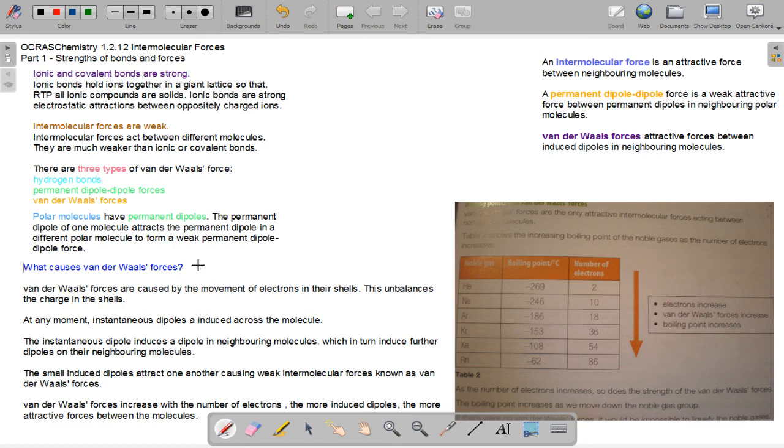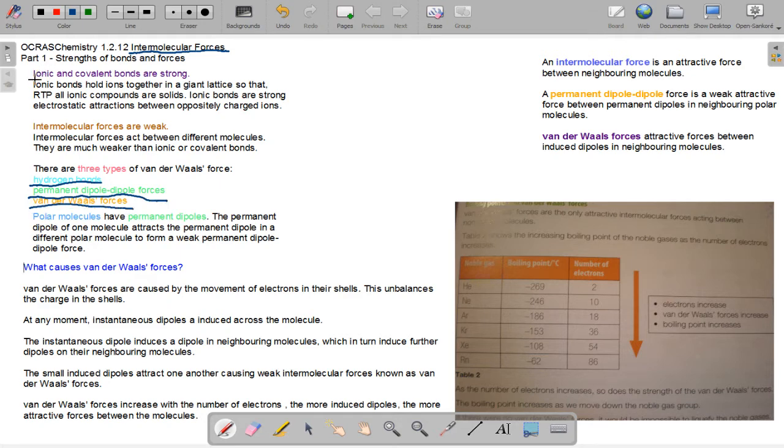Hello, welcome to my tutorial on intermolecular forces. So now we're going to talk about the three types of van der Waals force. They are hydrogen bonds, which is the strongest, permanent dipole-dipole forces, and van der Waals forces.